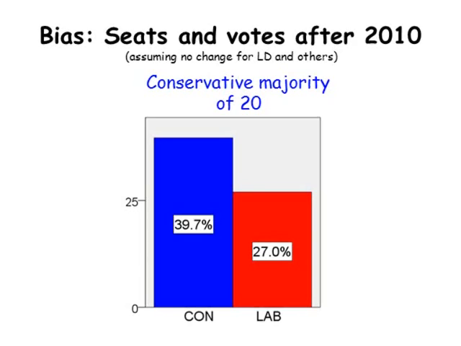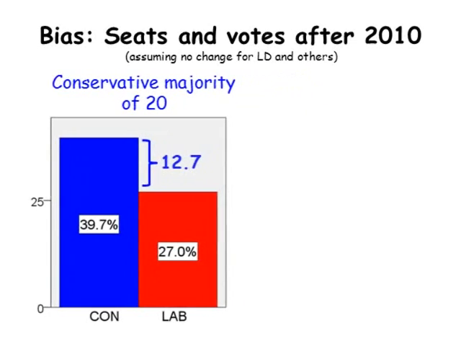And when we do the arithmetic, it comes up with this figure. For a Conservative majority of 20, the Conservatives would have to have a national vote share of 39.7%, whilst Labour would only need to get 27%. What about a Labour majority of 20?